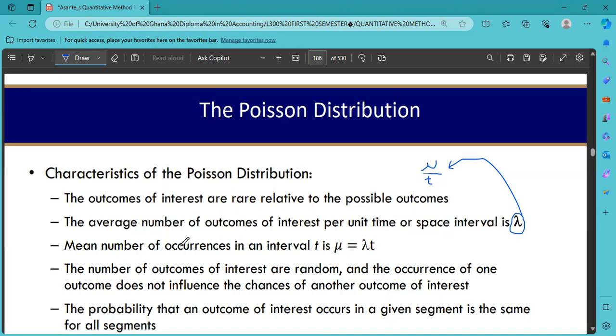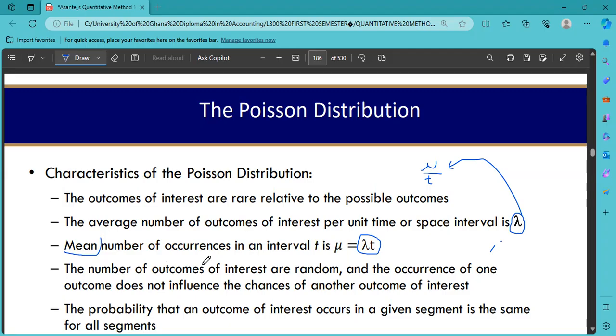So the mean is also the number of occurrences in an interval t. For example, lambda times t. Lambda times t is what we call the mean. When we find out the formula, we will just be inserting.